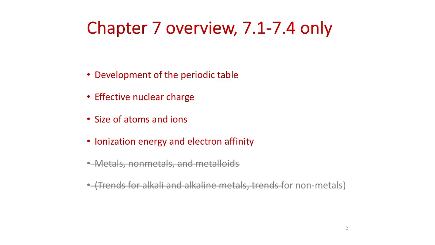That's the charge that the valence electrons, or the electrons within an atom, actually experience from the nucleus of the atom. We'll talk about how atoms have a varying size from left to right, top to bottom of the periodic table. We'll talk about how ion size compares to atomic size. And then we'll look at ionization energies, electron affinities, and we'll skip most of the remaining parts of the chapter.